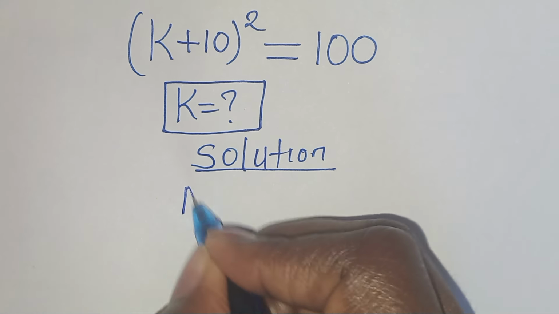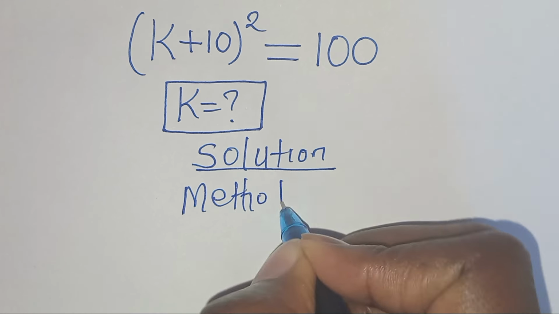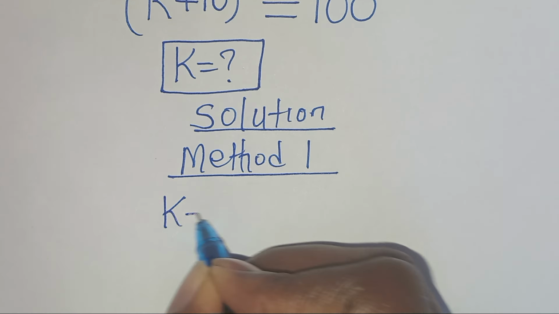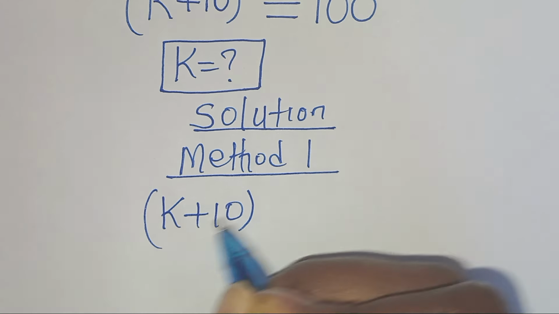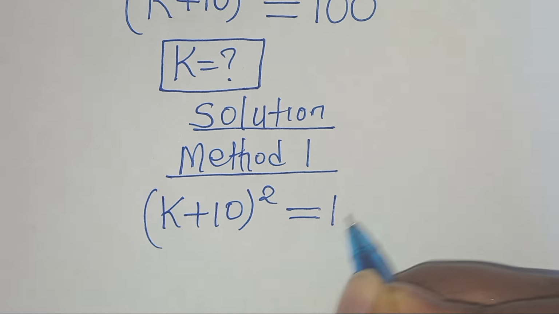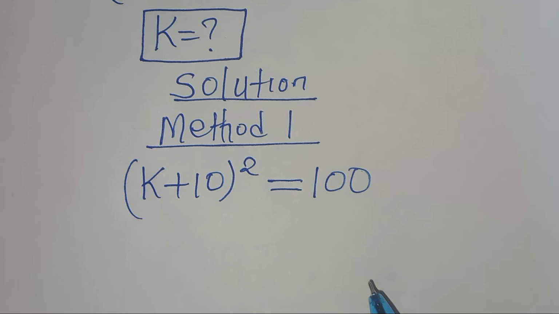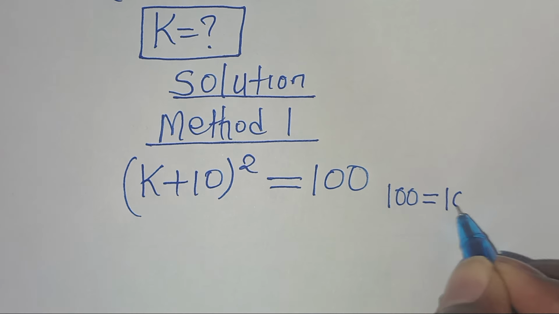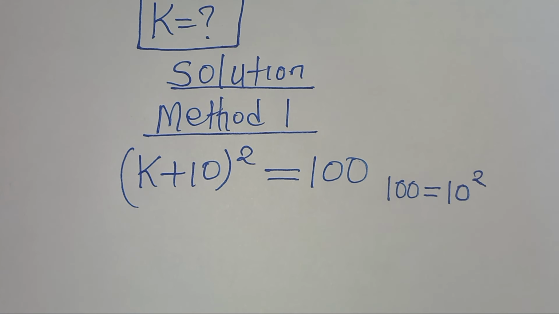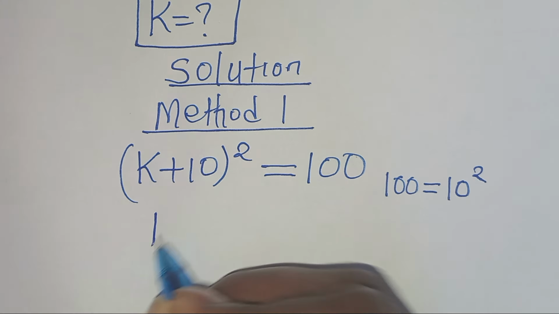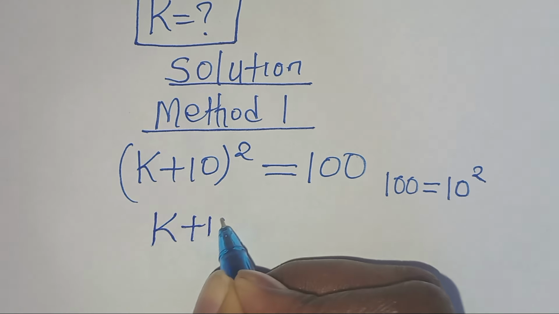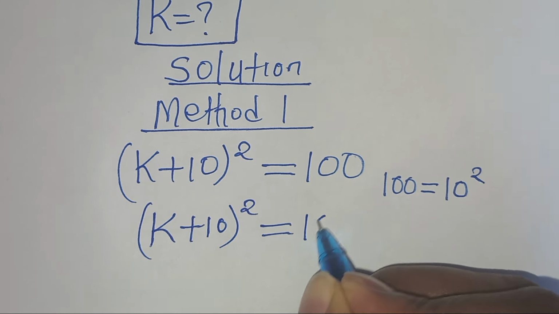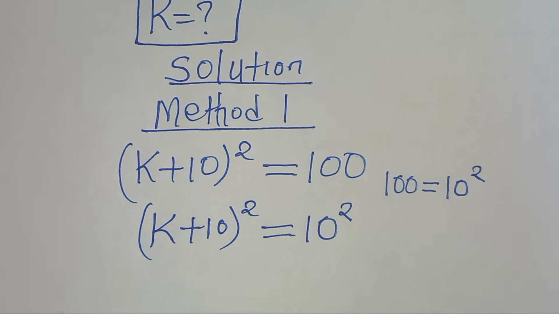Method 1. We have (k + 10)^2 = 100. Now, we can express 100 as 10 to the power of 2. Substituting this, we have (k + 10)^2 = 10^2.